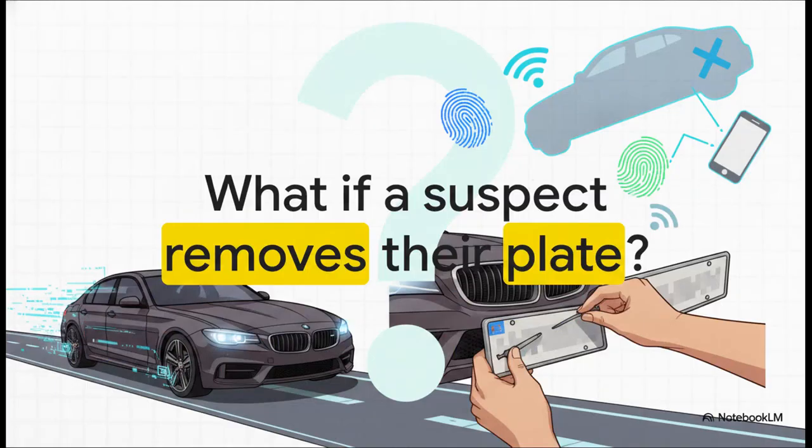So think about this operational nightmare for a second. What happens when a suspect literally just takes off their license plate? Say a vehicle of interest is being tracked, right? But the driver pulls over, unscrews the plate, maybe slaps a stolen one on there, or just covers it up with mud. Suddenly, traditional tracking methods hit an absolute dead end. The visual identifier is just gone. So how do you track a ghost?